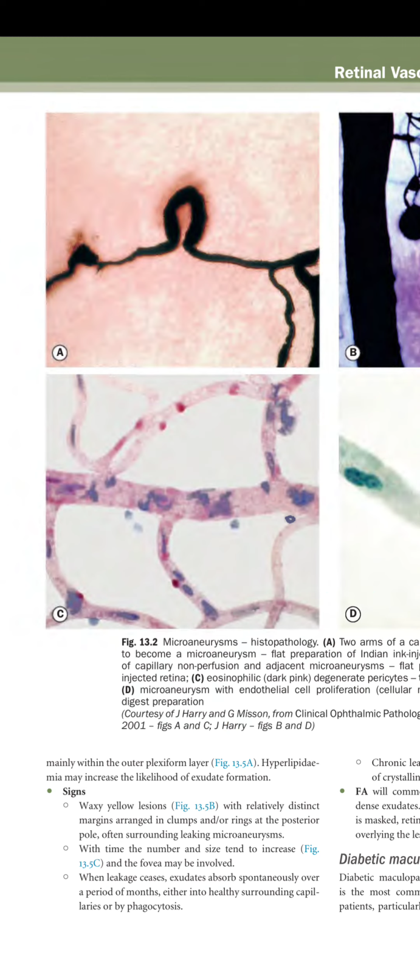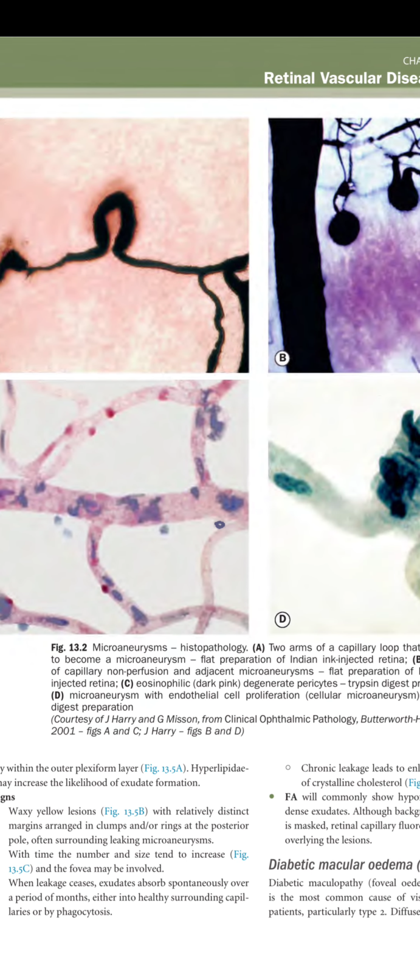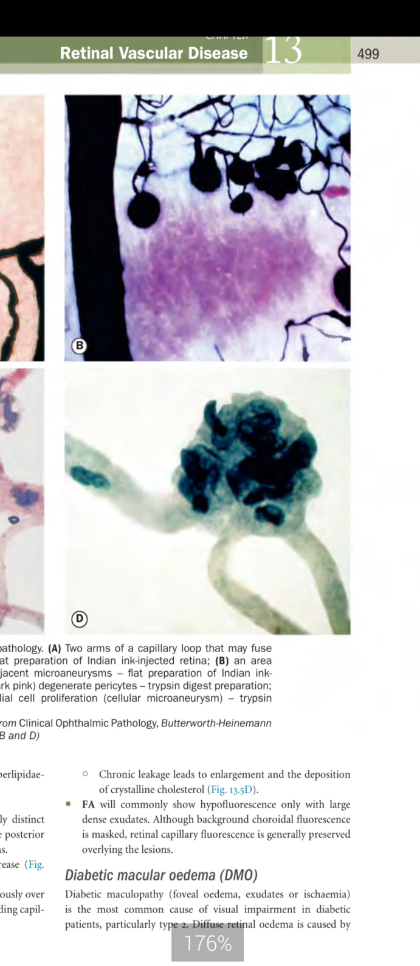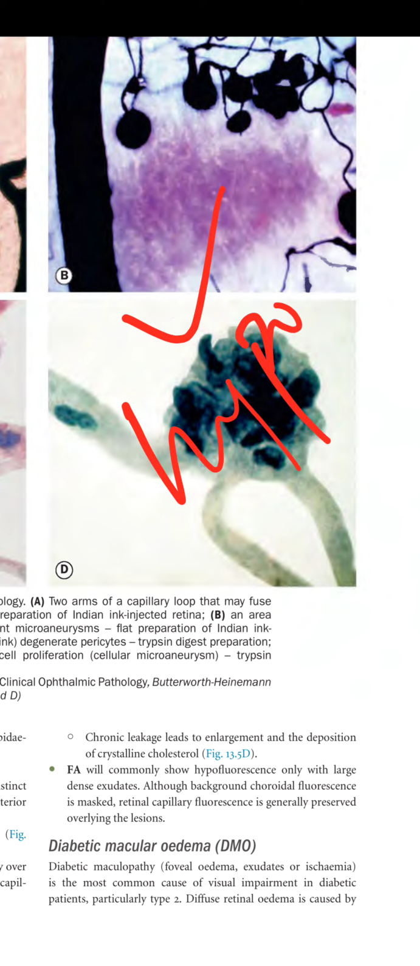When leakage ceases, exudate absorbs spontaneously over a period of months, either into healthy surrounding capillaries or by phagocytosis. Chronic leakage leads to enlargement and deposition of crystalline cholesterol. FA will commonly show hypofluorescence only with a large, dense exudate. So whenever you do fluorescein angiography, it will show a large hypofluorescence if there is a large exudate. Although background choroidal fluorescence is masked, retinal capillary fluorescence is generally preserved overlying the lesion.